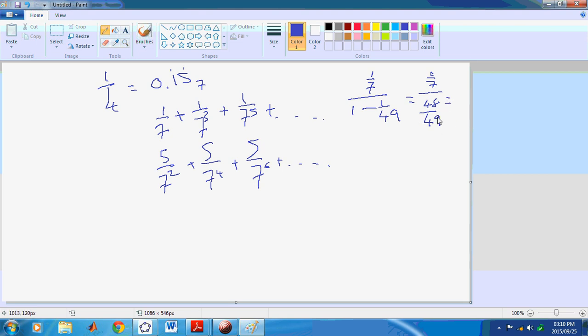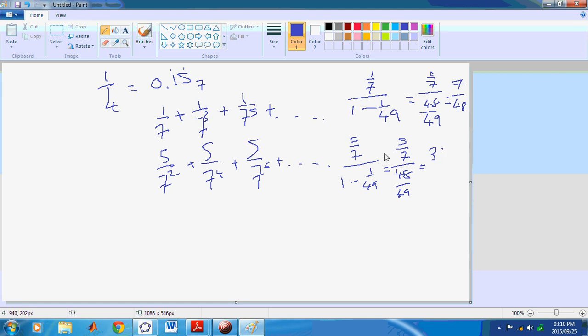Multiply both top and bottom by 49, and we'd have 7 over 48 here. Similarly, on this side here, we'd have 5 sevenths over 1 minus 1 over 49, that's going to give us 5 sevenths over 48 over 49, which will give us, if we multiply both top and bottom by 49, we're going to have 35 here, aren't we?